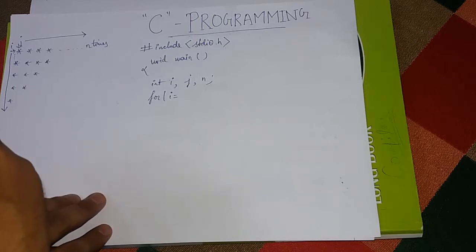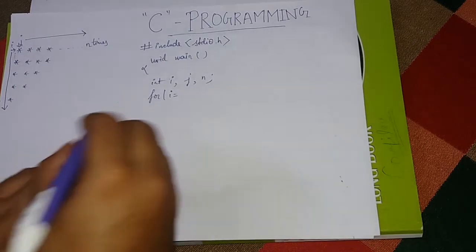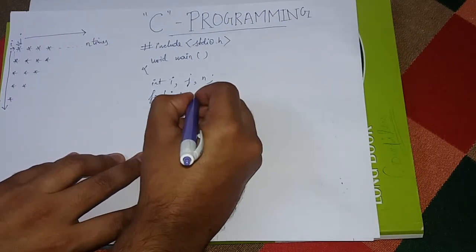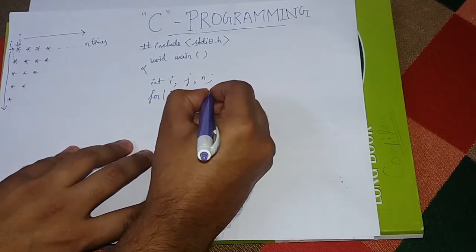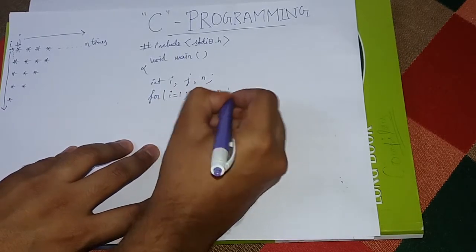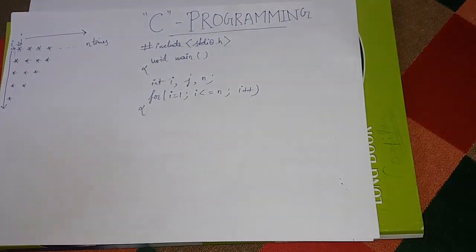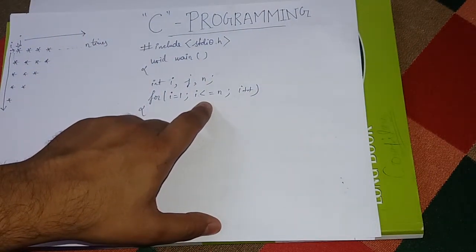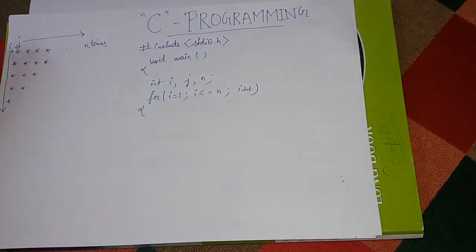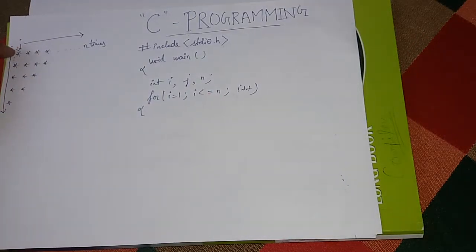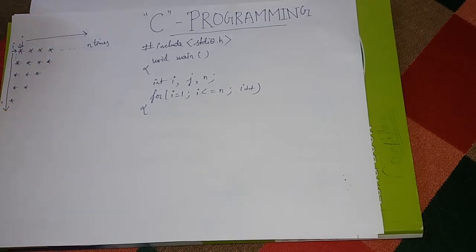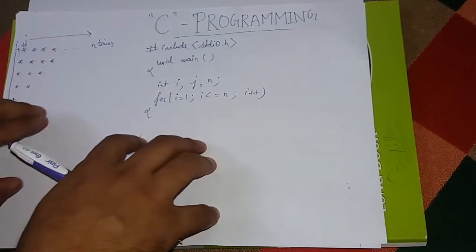So i takes care of the number of rows, so we will start i from 1 itself. Now why we have written i less than or equal to n is because there are n rows. So i will start from 1 and it will go up to n rows. That means there are n rows and n rows will be printed. Next we will see the j loop.